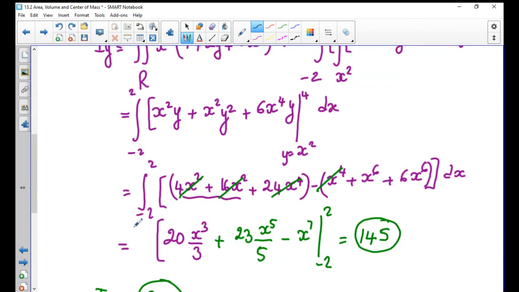Why are you integrating here? This is already integrated. Yeah, this one is already integrated. It's already the integral, so don't put it.